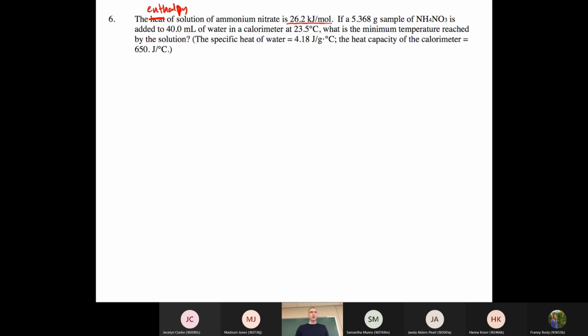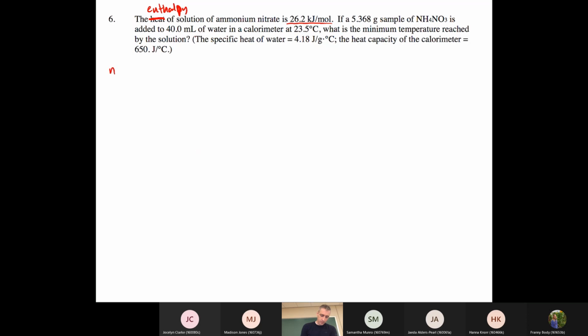That means it's endothermic. That means it's going to cool down the system when it's placed in and dissolves. And we know how much energy is absorbed per mole, and we know how many grams are there. So we can figure out exactly how many joules of energy would be absorbed by this dissolving.